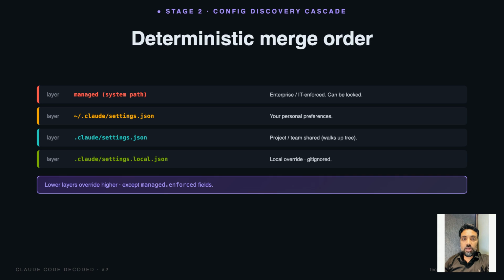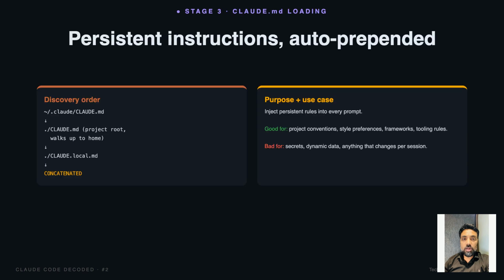Then user settings from tilde/.claude/settings.json. This is your personal preferences. Then project settings from .claude/settings.json in the current directory or any parent directory up to your home. This is the team's shared project configuration. Then local settings, .claude/settings.local.json.